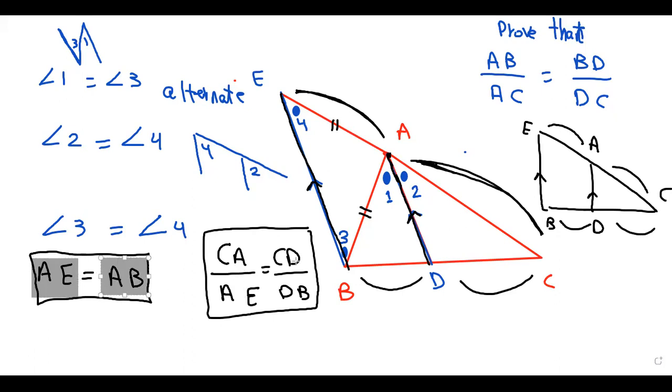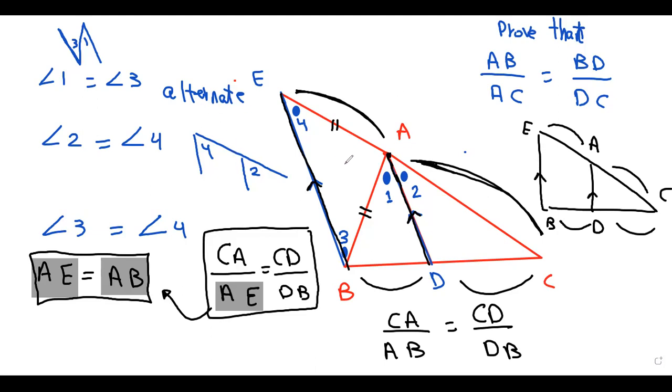So we can take AE and substitute AE is equal to AB. So we can write a conclusion for that. We can write CA over, instead of AE, we can write AB. So CA over AB equals CD over DB. That's it. I proved that.